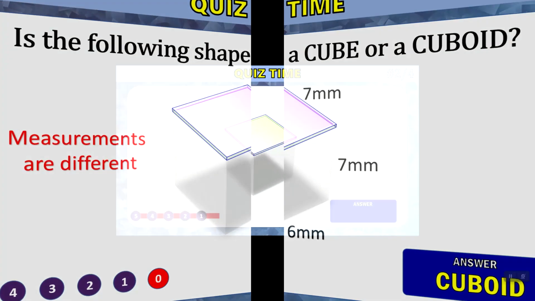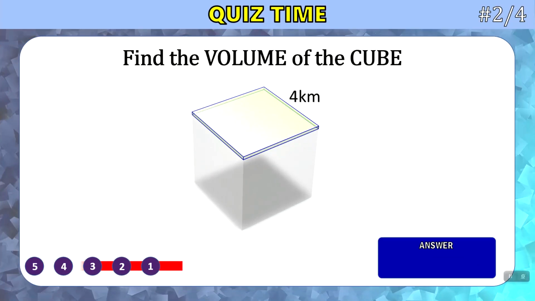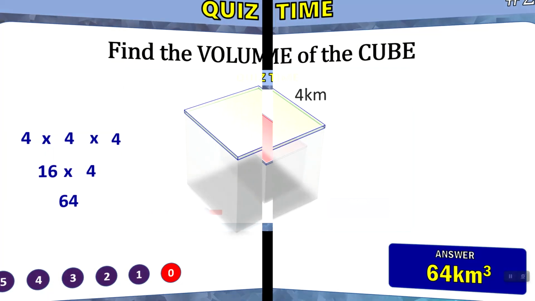The measurements are different. Find the volume of the cube. Did you get it? The answer is 64 kilometers cubed. How did we do that? If it's a cube, each side is 4 kilometers, so 4 times 4 times 4, length times width times height, gives us 4 times 4 is 16, times 4 again gives us 64.